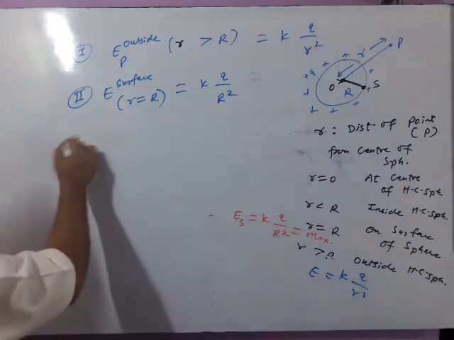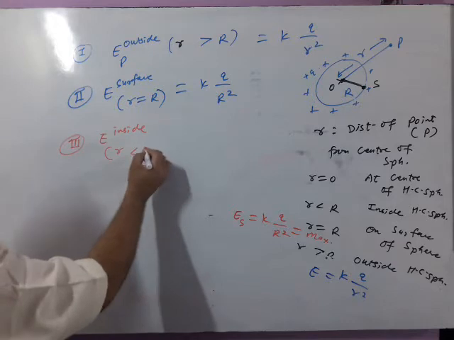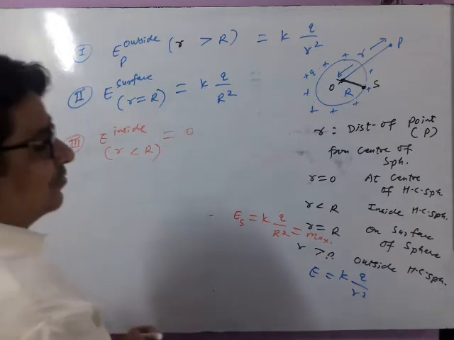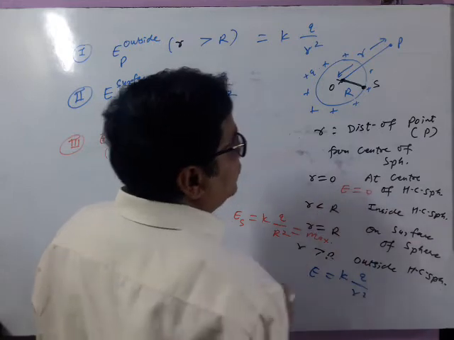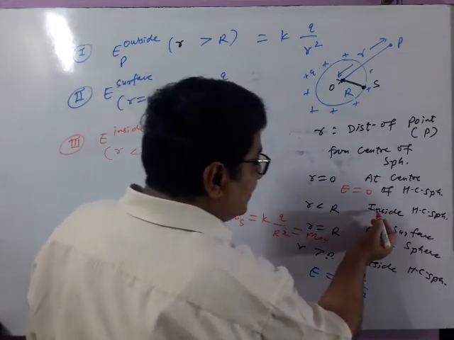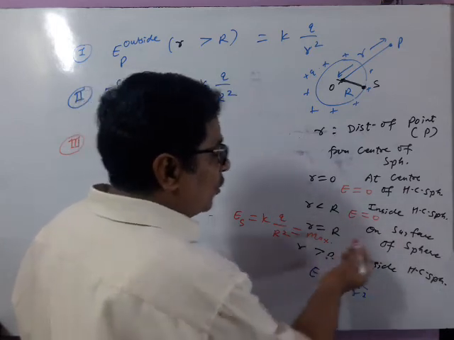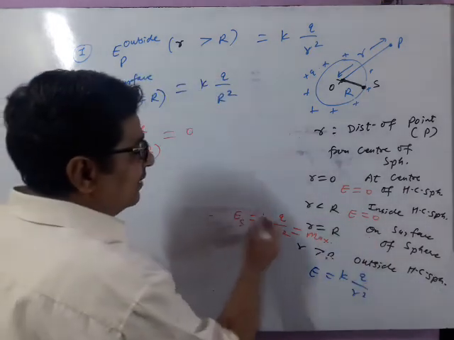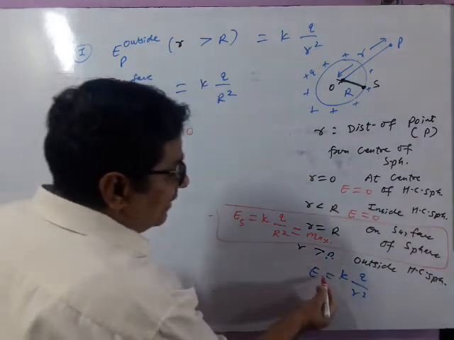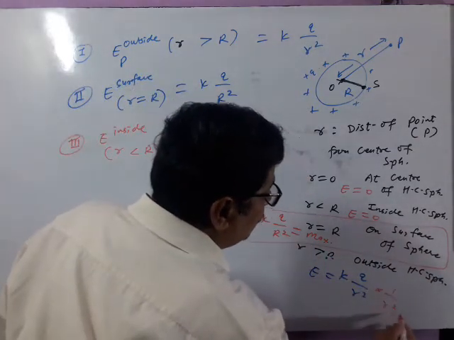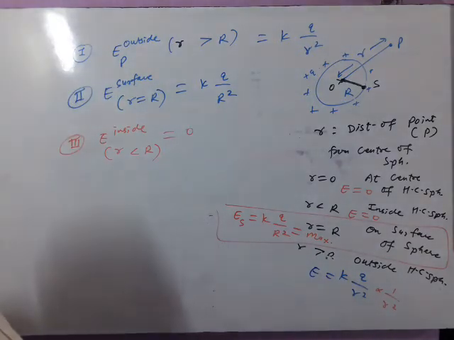The third step we learned, the electric field inside, where small r was less than capital R, was 0. So at the center of the hollow conducting sphere, the electric field remains 0. Inside, at any point, the electric field remains 0. On the surface, it is maxima. Outside, it falls inversely with r square.